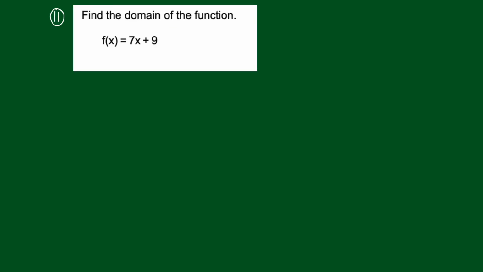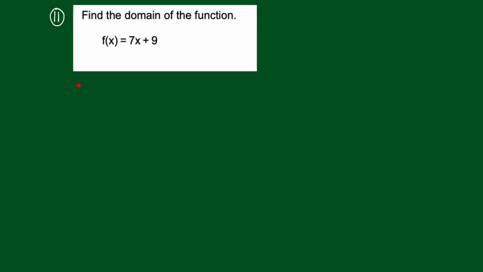In number 11, we want to find the domain of this function. Now the domain, this is the set of input values that will make this computable. So what values could we put in for x that will actually make this computable? A good way to look at this is to think of the opposite. Are there any values of x that will make this uncomputable? Think of any number. Can you multiply it by 7? Yeah. Can you add 9 to that? Yes. There's no number that makes this undefined. So I'm going to say that the domain is the set of all real numbers.